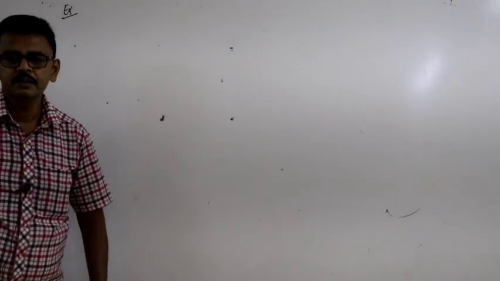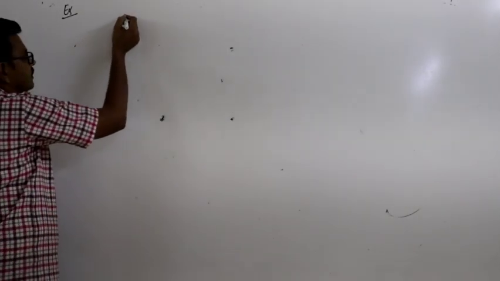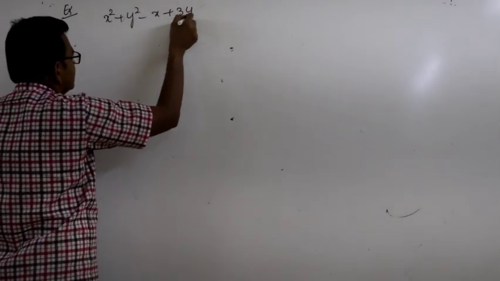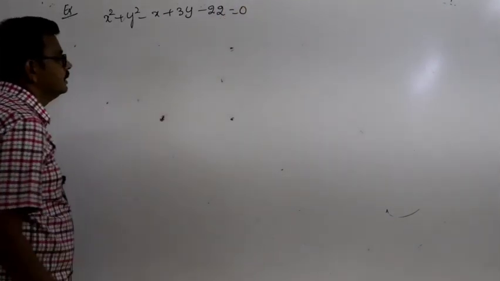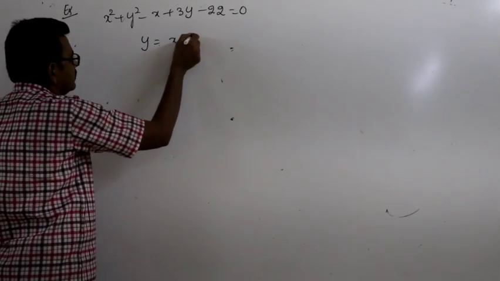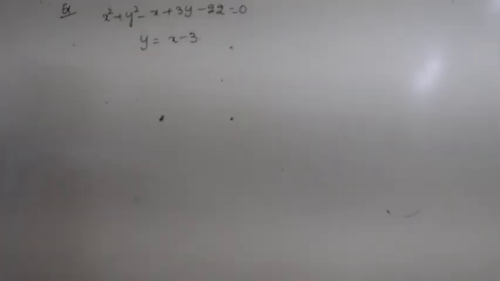Find the length of the intercept made by the circle x square plus y square minus x plus 3y minus 22 equal to 0 on the line y is equal to x minus 3.